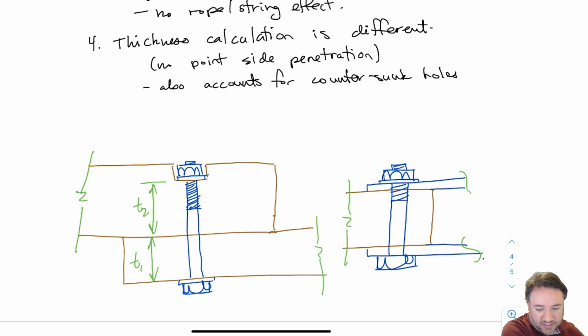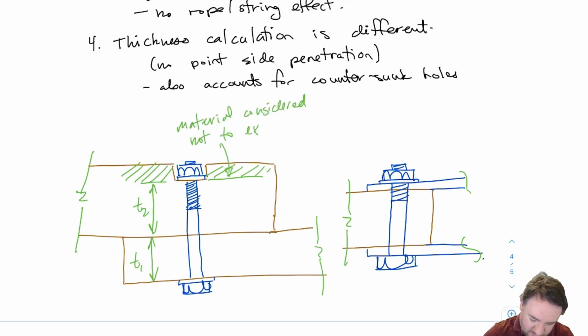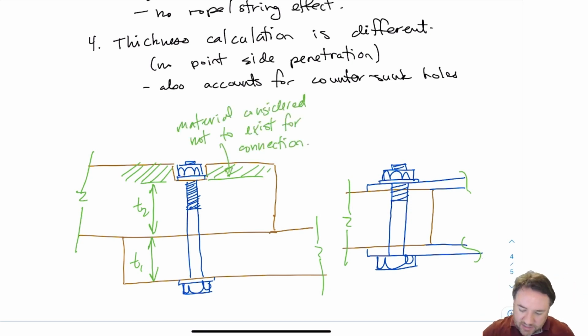But if I do that, basically all of the wood that is the thickness of that bolt becomes useless for the connection. So this material here for the whole length is not considered at all. So this material is basically considered not to exist. Okay, so that makes sense. And then if I have a steel-wood-steel connection like this, then this main member, member 2, T2, is just the thickness of that piece of wood. So easy peasy.